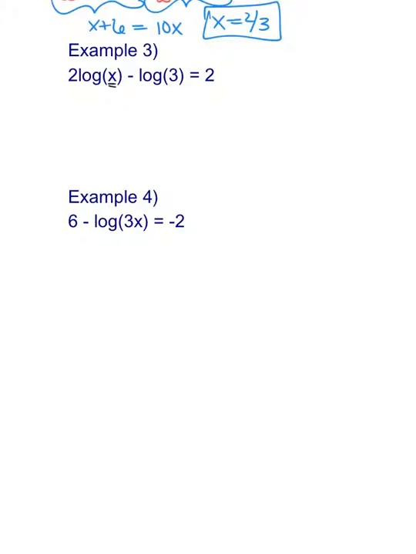So first I've got to condense this left-hand side into one single logarithm. So using my rules, I'm going to pull this 2 up. So I'll have log of x squared minus log of 3 equals 2. And notice the base of this logarithm is 10 because it's a common log, it's unwritten. Now I'm going to condense these 2 logarithms, and since I'm subtracting them, this becomes log base 10 of x squared divided by 3 equals 2.